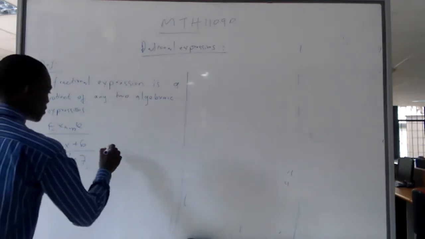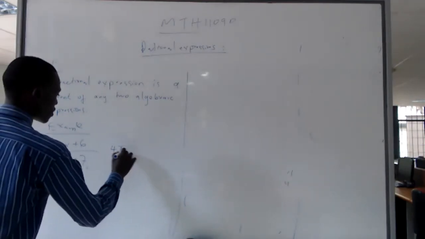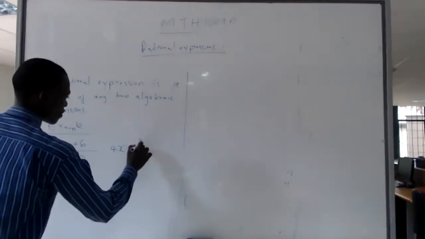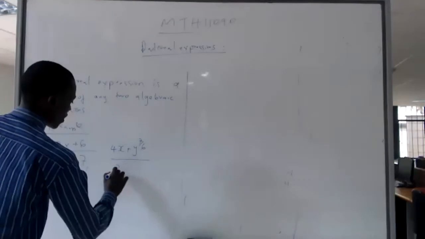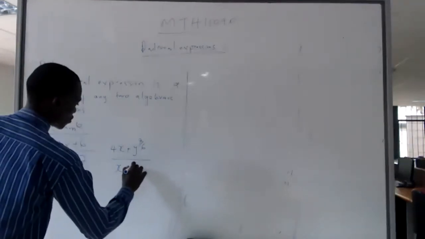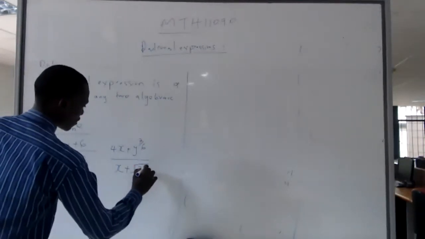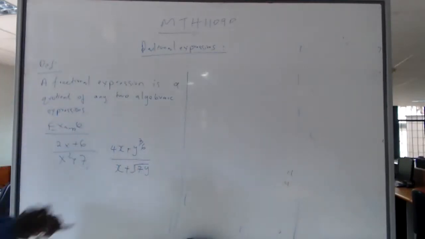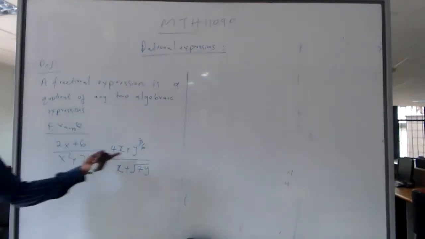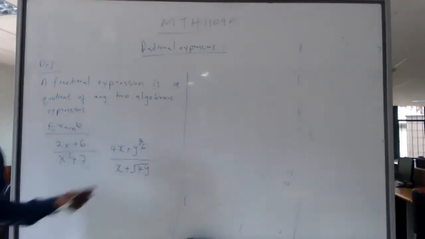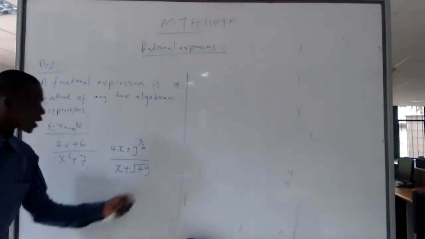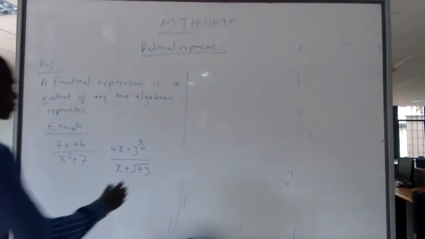I could also have maybe 4x plus y raised to 7/6 divided by x plus square root of 7y. This is also a fractional expression. So the numerator is an algebraic expression in x and y, and the denominator is an algebraic expression in x and y.